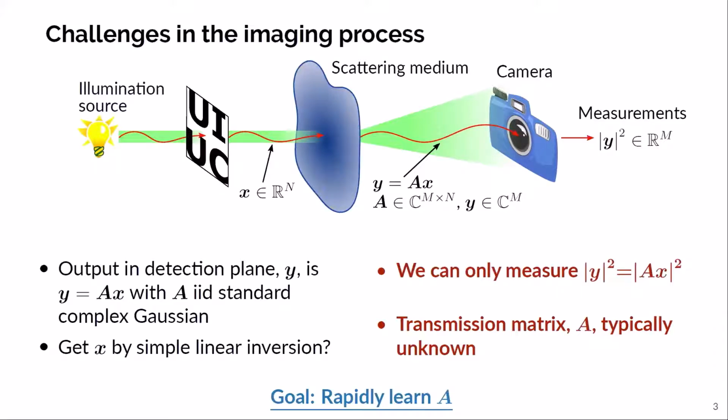So therefore, our goal today is to come up with a method to rapidly learn what this transmission matrix A is. And this is becoming increasingly important because in many typical scenarios, the dimension of Y is much larger than the dimension of X. And so if we have very large images, our transmission matrix is large, and it becomes quite computationally demanding to try and learn and calibrate the transmission matrix A.